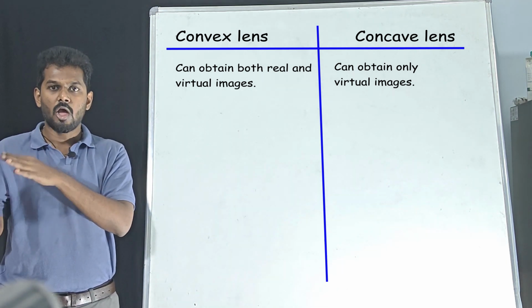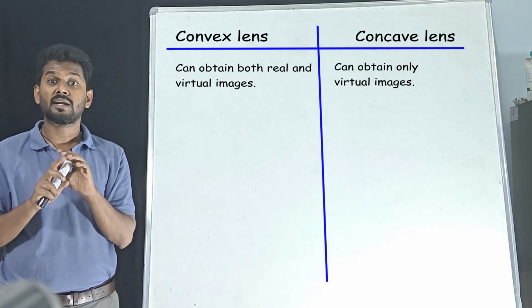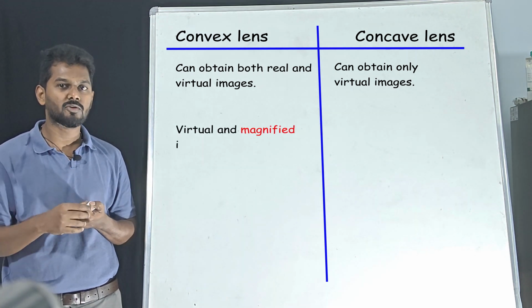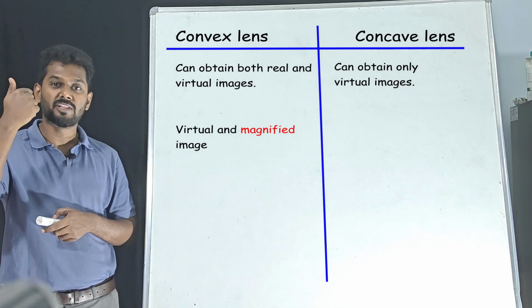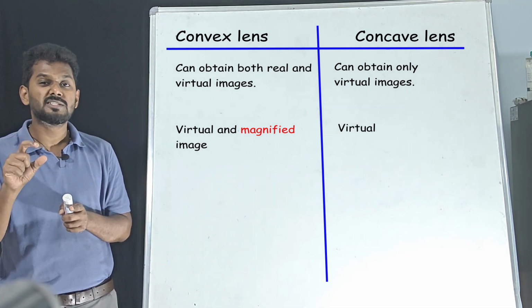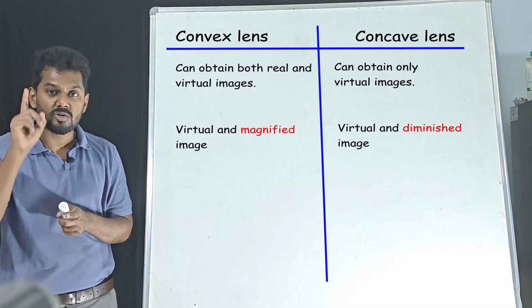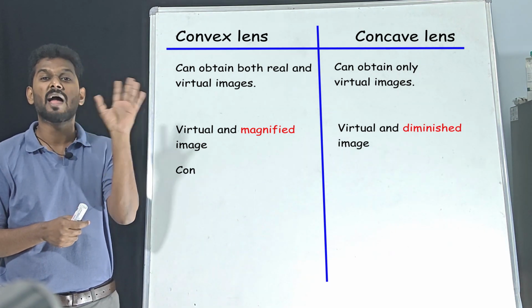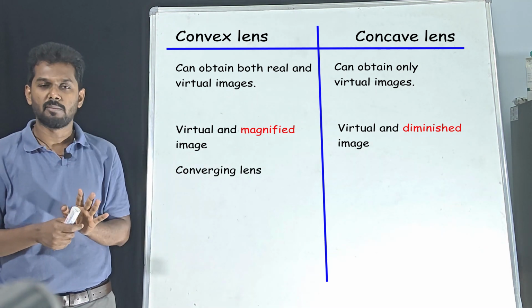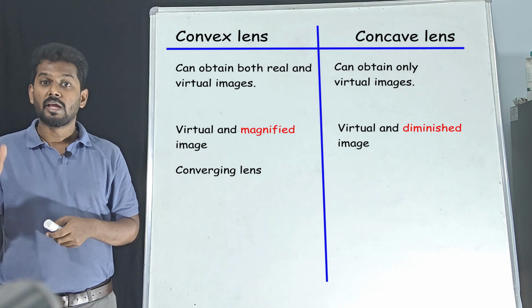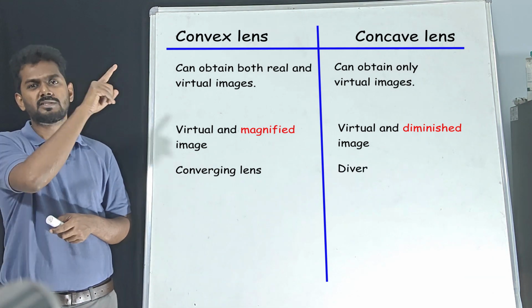Assume there is a question related to virtual image, and the lens is not specified. Which lens they have used? How are we going to identify whether it is convex or concave? Very simple. If the image is magnified, it is always convex, because in concave lens we are never going to get the magnified image, it is always diminished. If it is virtual and magnified, convex lens. If it is virtual and diminished, it is concave lens.